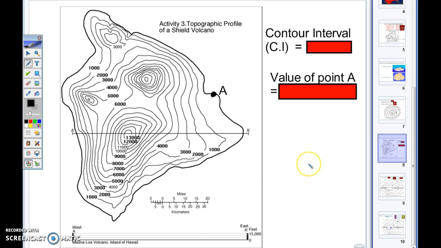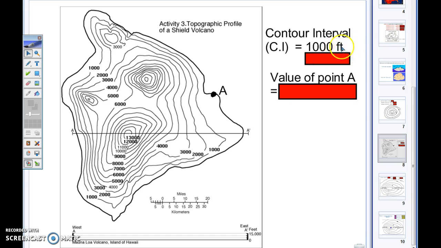Let's take a look at another topographic map. Here we have a shield volcano. I believe it says Mauna Loa volcano, one of the islands of Hawaii. Let's try to figure out the contour interval for this contour map. I can see my values here. We have 1,000, 2,000, 3,000, 4,000. Looking at those values, it looks like the contour interval here is 1,000 feet.